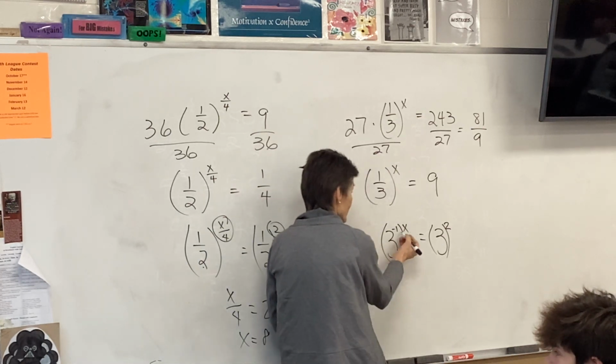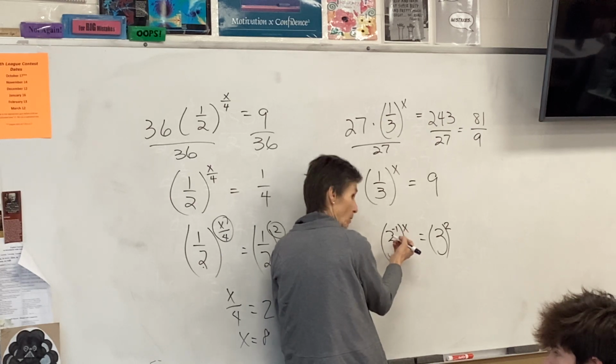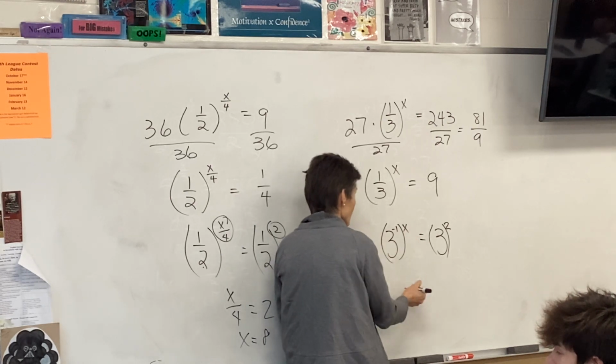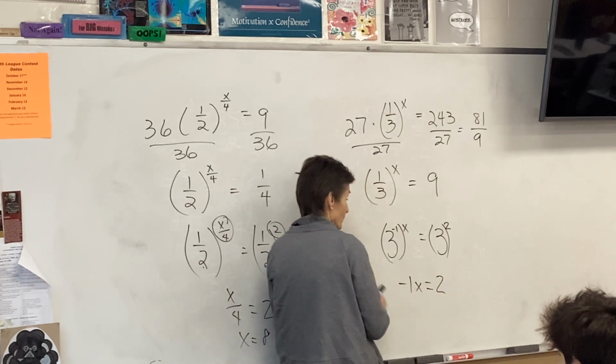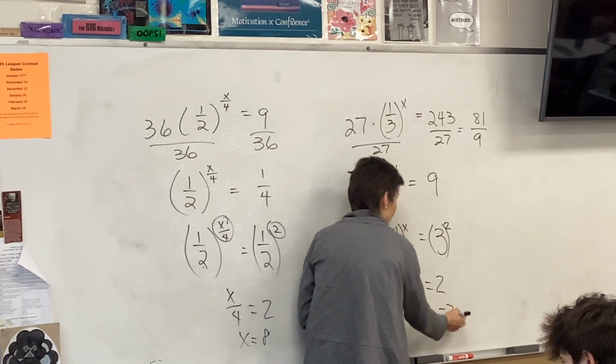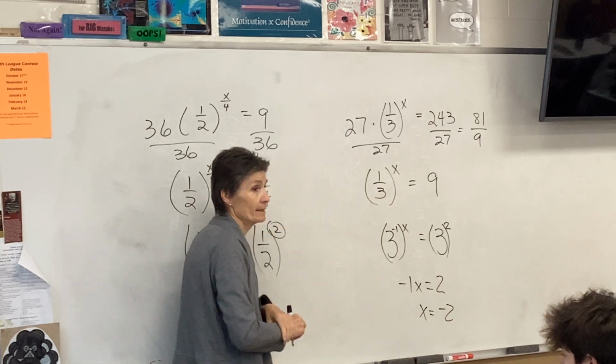Alright, now what do I do with these? It's a double exponent, they get multiplied. So that's just gonna be negative 1x equals 2. So dividing, it looks like x equals -2.